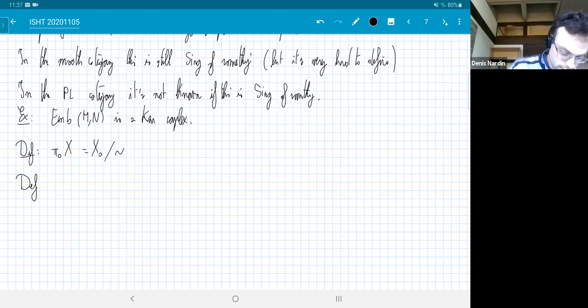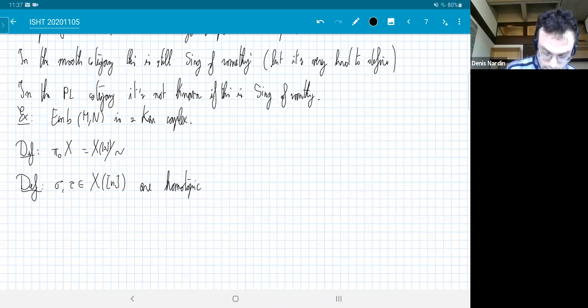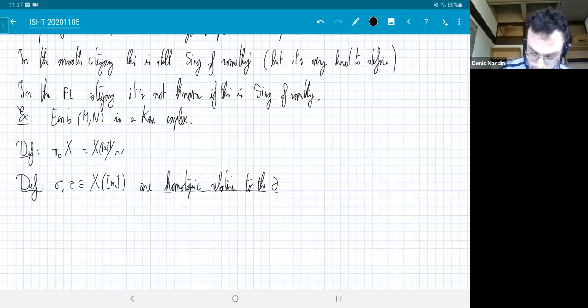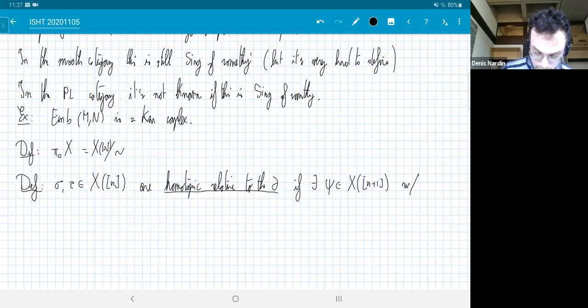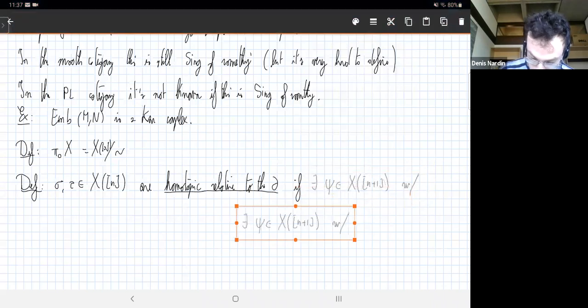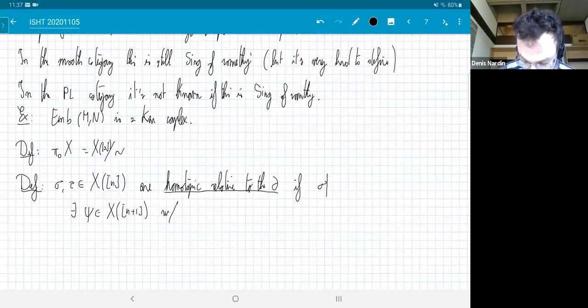I'll write the general definition and I'll explain what happens for one-simplices, and hopefully that will make clear what it means. So we have sigma and tau, n-simplices, and they are homotopic relative to the boundary if there exists psi, an (n+1)-simplex, with, I forgot, the restrictions to the boundary being the same, of course, otherwise that wouldn't make a lot of sense.